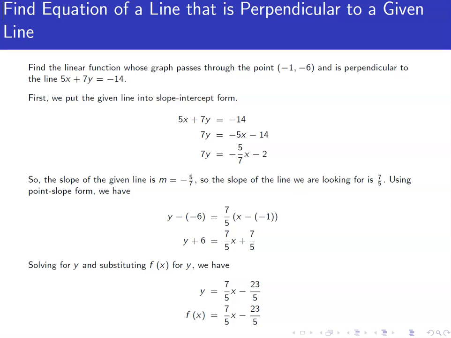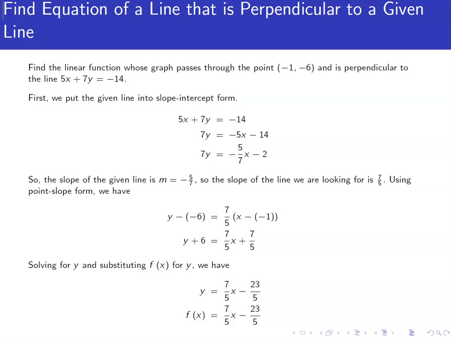In this example, we're going to find a linear function, or an equation of a line, that is perpendicular to a line that we've been given. So we're told that the graph of a line passes through the point (-1, -6), and that the line is perpendicular to the line with the equation 5x + 7y = -14, and we're asked to find the linear function that represents this line. So remember that perpendicular lines have slopes that are negative reciprocals of each other.